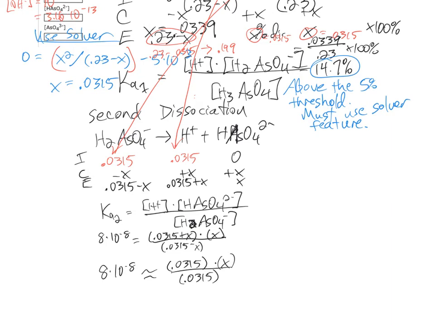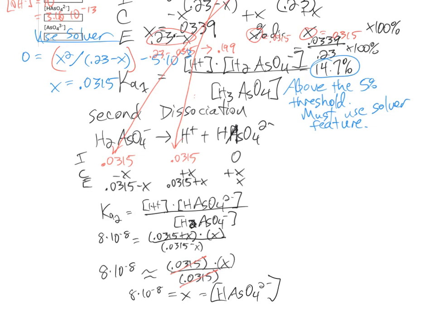And there's a nifty little thing that happens here. Since 0.0315 plus x and 0.0315 minus x both simplify to 0.0315, we can cross them out. And so x works out to be simply the value of Ka2, which is 8 times 10 to the negative 8th. And that was the equilibrium concentration of HASO4 2 minus. Now we have the fifth concentration that the problem asked us to solve. We had to do that whole ice table just to find one more concentration.